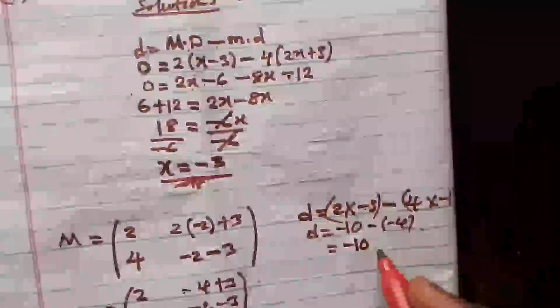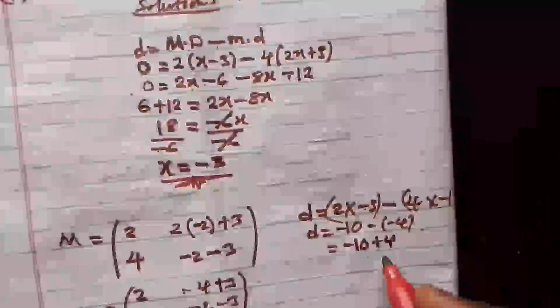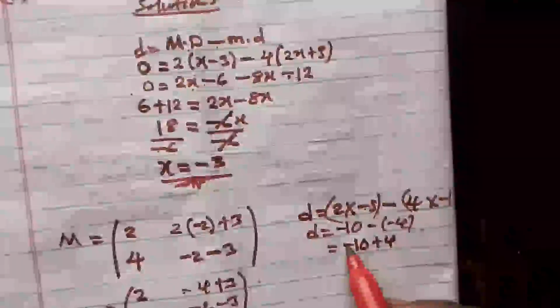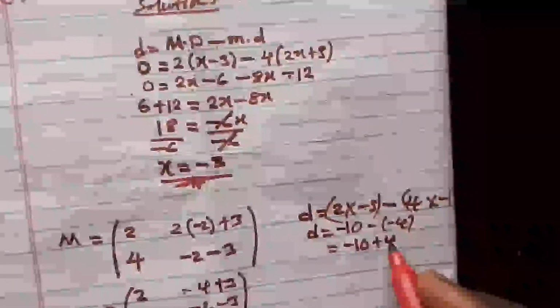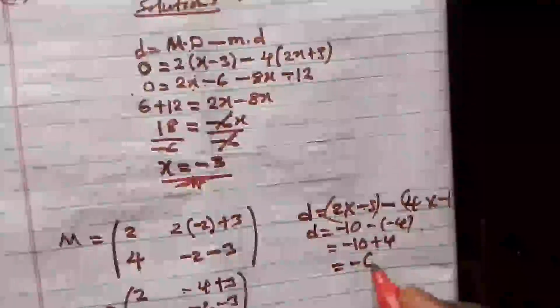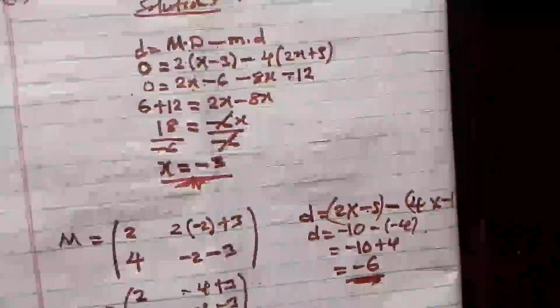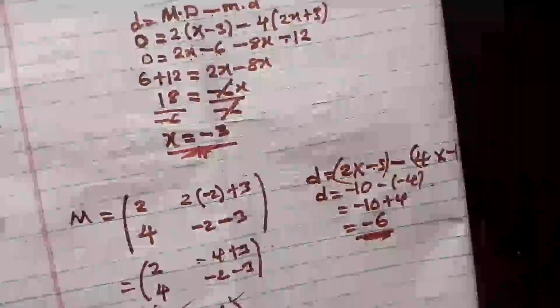Then determinant is equal to negative 10, negative multiplied by negative, I'm going to get what? Positive, which is positive 4. Then negative 10 plus 4, I'm going to get what? Negative 6. So negative 6 will be my determinant.